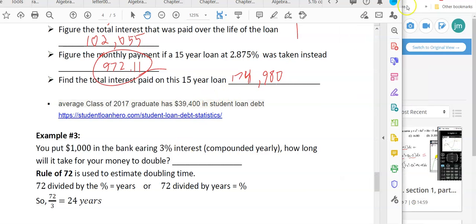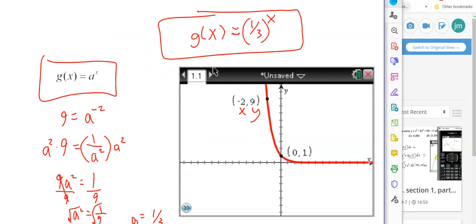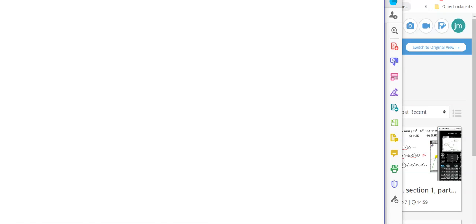Last thing before you do your homework is this example of the rule of 72. This is not really a calculator thing. It's a way to do this in your head. The rule of 72 says this: the formula is 72 divided by the percentage rate that you're getting is going to equal the number of years that it takes to double your money.